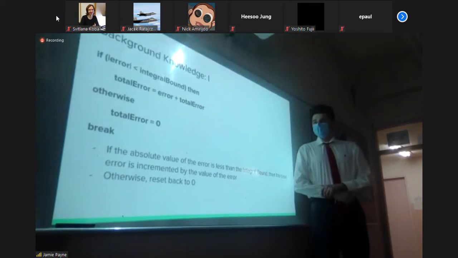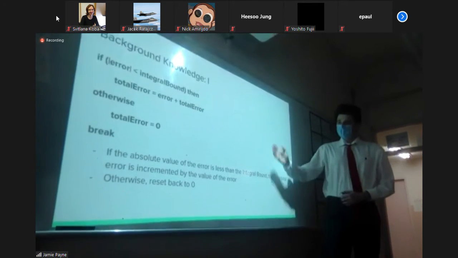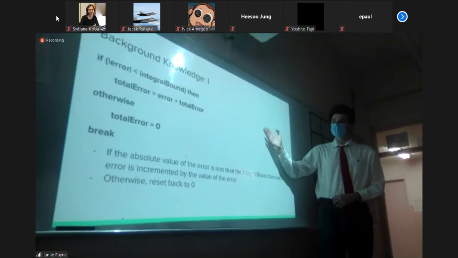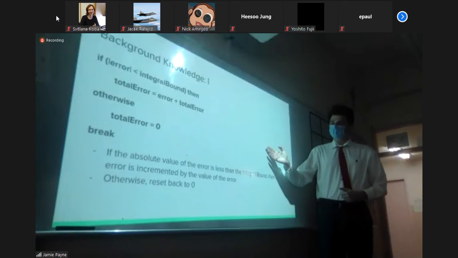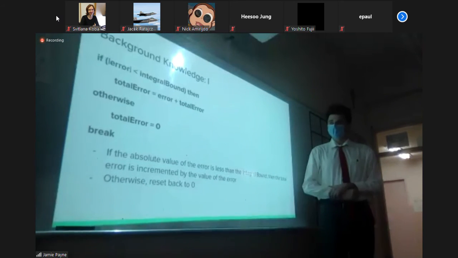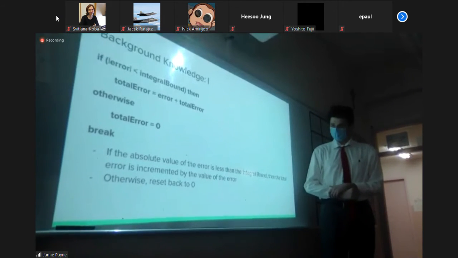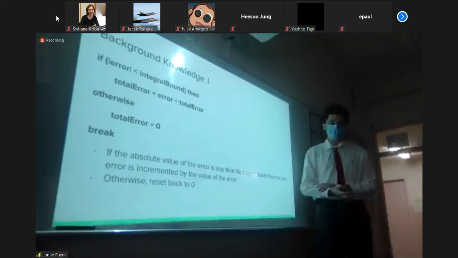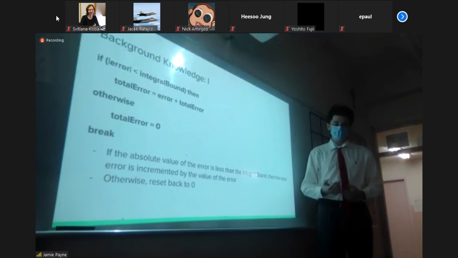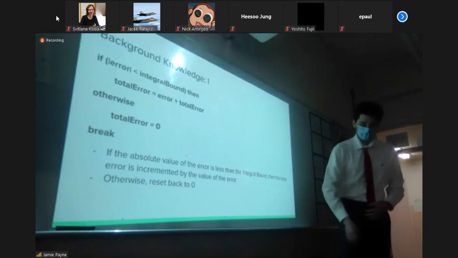The integral component is calculated thus. If the absolute value of the error is less than the integral bound, then the total error equals the error plus the total error, which essentially is an increment. Otherwise, we reset the total error back to 0.